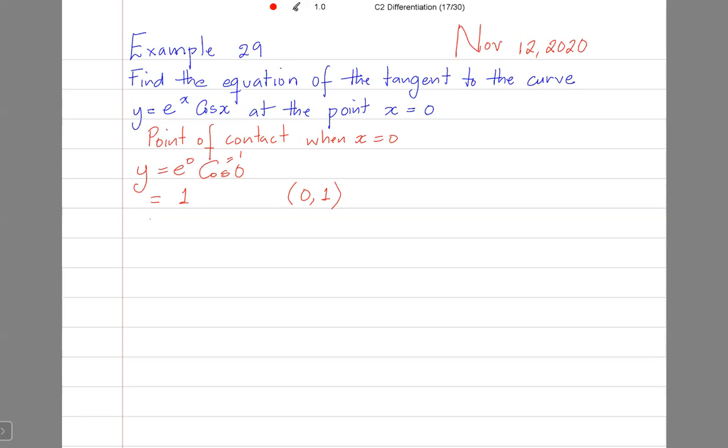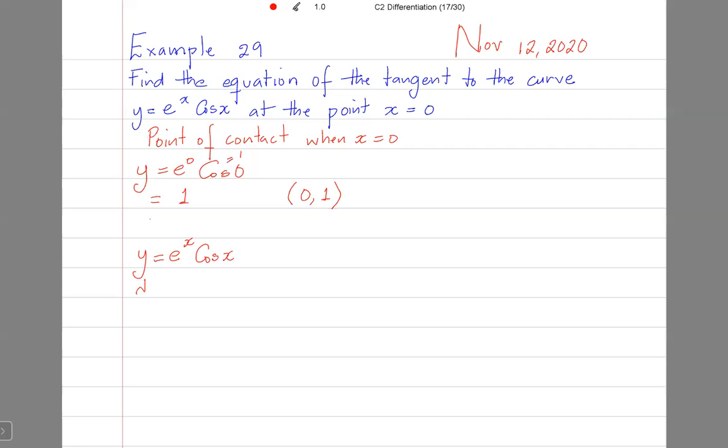That's the point of contact. Now, the point of contact is where the tangent touches the curve. So the point of contact is a point that is both on the tangent and on the curve. The two things share the same point. Next, I'm going to find the gradient of the curve, which is equal to the gradient of the tangent. I have y is equal to e to the x cosine x. Now I'm going to differentiate. This is a product differentiation.